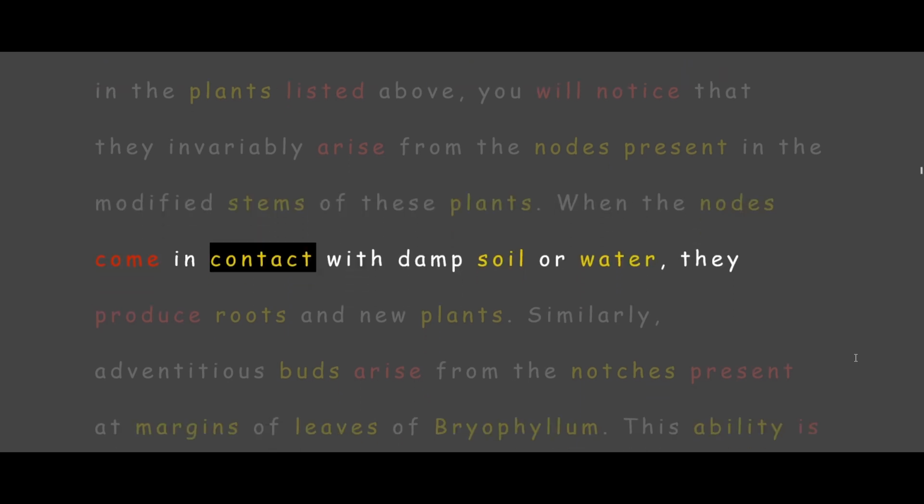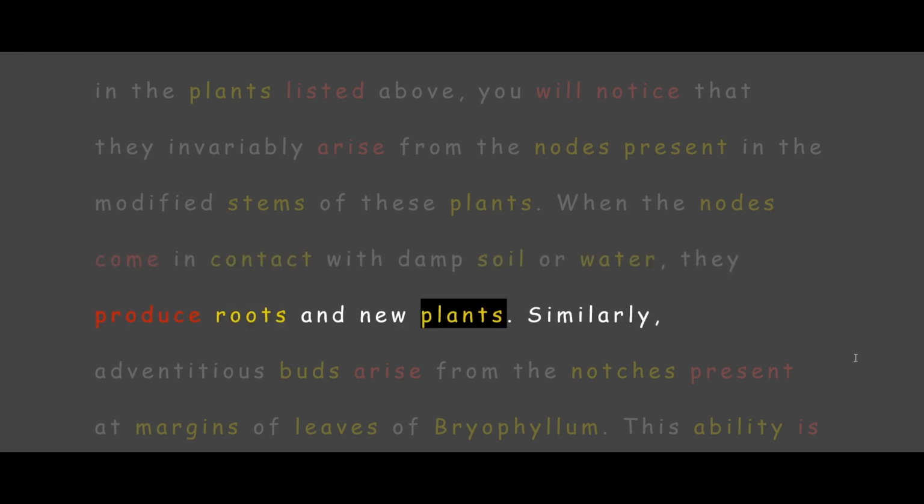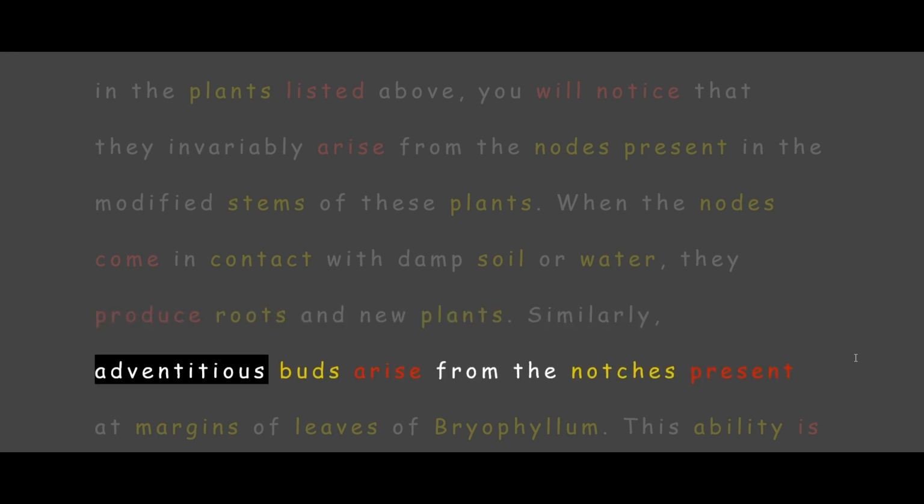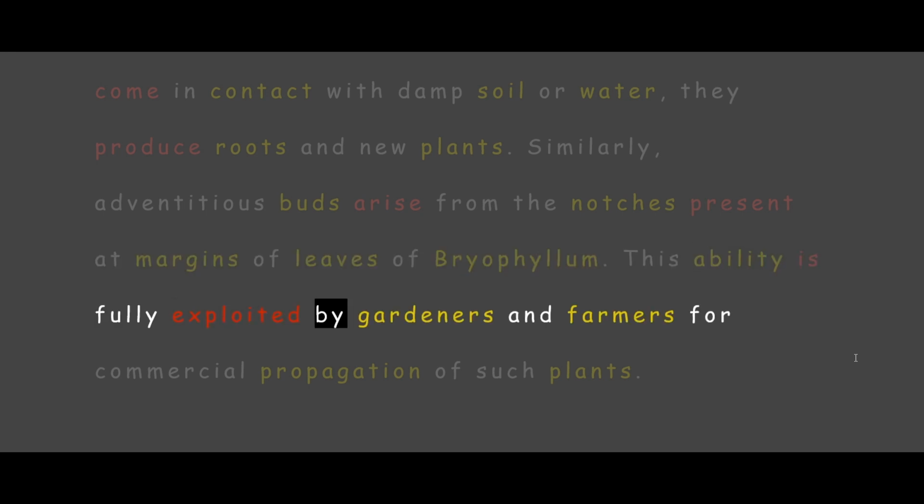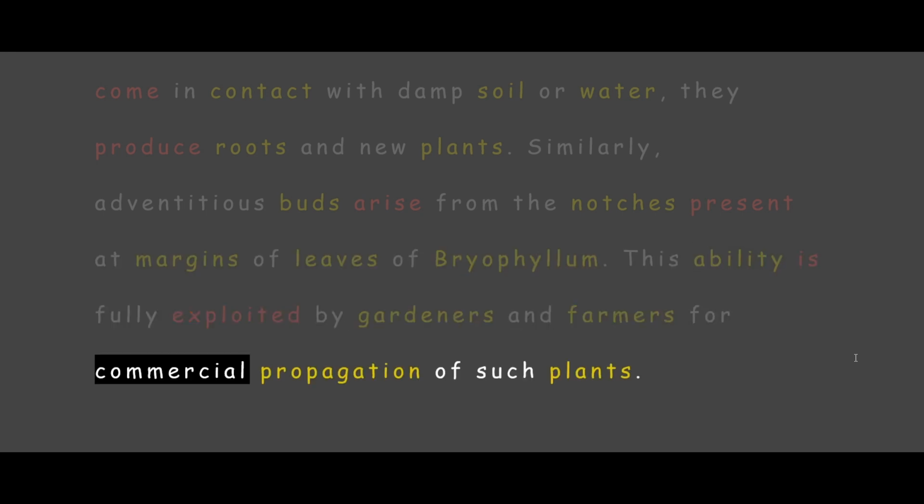When the nodes come in contact with damp soil or water, they produce roots and new plants. Similarly, adventitious buds arise from the notches present at margins of leaves of bryophyllum. This ability is fully exploited by gardeners and farmers for commercial propagation of such plants.